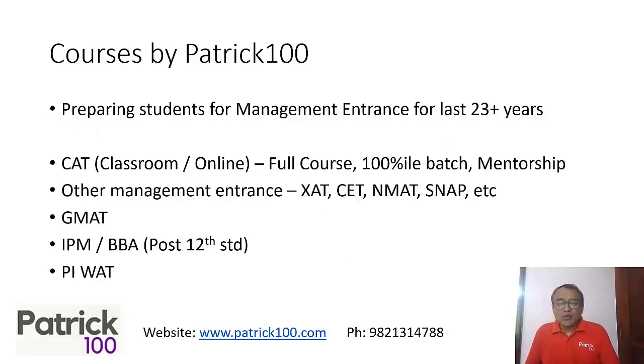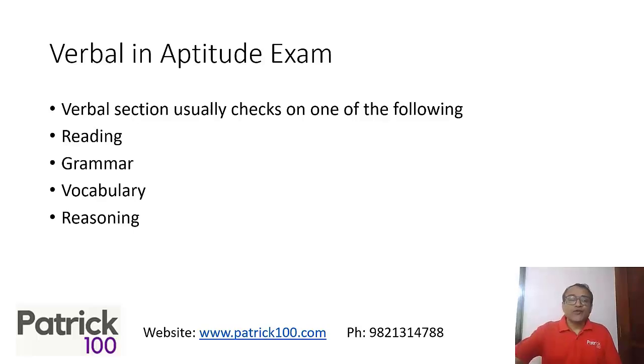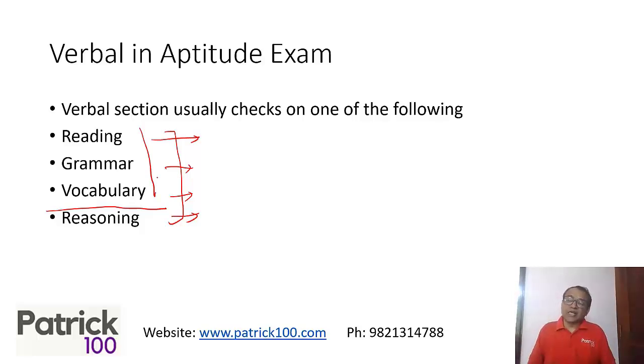We've been training students for more than 23 years, so we're fairly comfortable with the exam and the way to crack it. We're talking of verbal in an aptitude exam. What does the verbal section normally contain? Four broad areas. Reading, they check how good you are at reading. Grammar, vocabulary, and reasoning. Sometimes verbal reasoning is a separate section, and reasoning comes in the logic section a lot of times. But yes, reading, grammar, and vocabulary are the three broad areas which are checked.